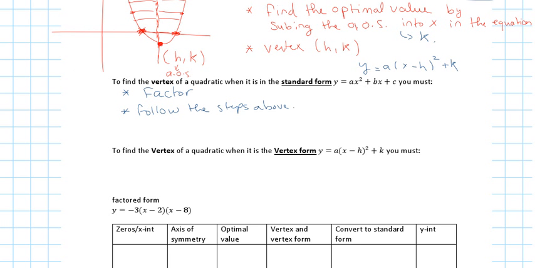Now, if it's in vertex form, how can you find the vertex? By the h and k. It's just as easy as that, it's h and k. There is nothing you have to do here, right? You just pull it out of the equation.